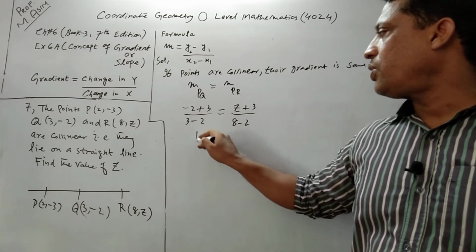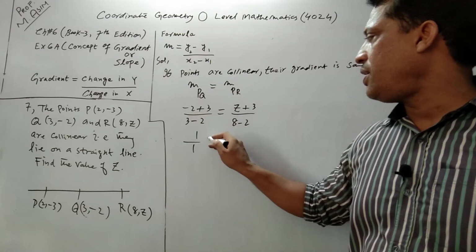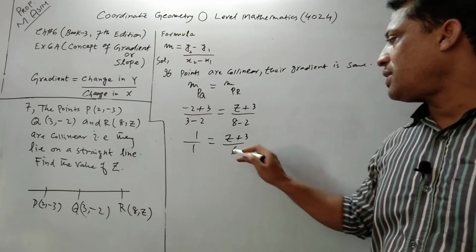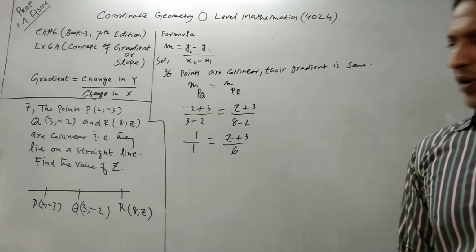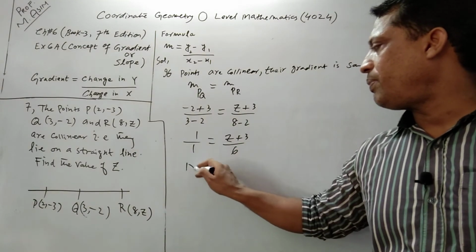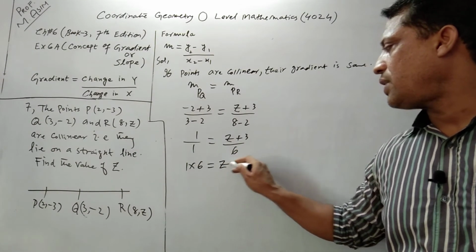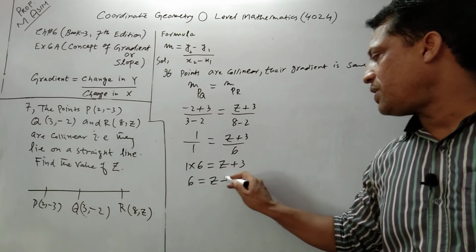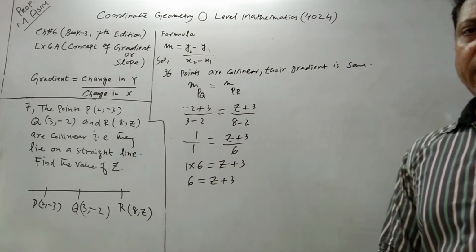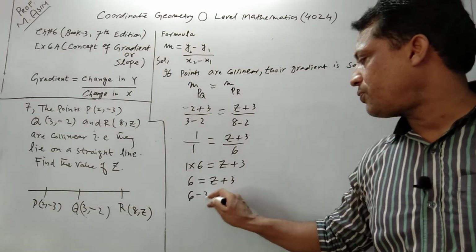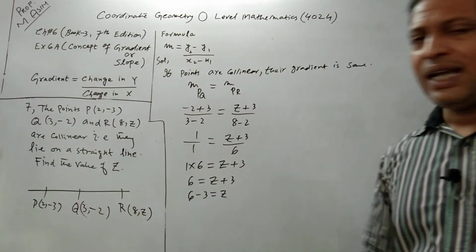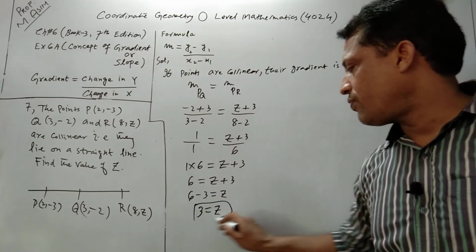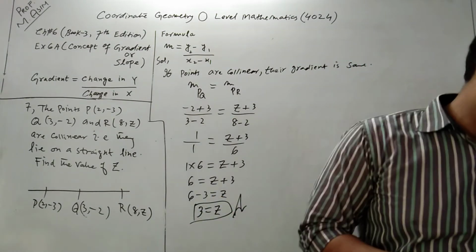So 3 minus 2 is 1, 3 minus 2 is 1, z plus 3, 8 minus 2 is 6. 1 upon 1 is 1. This 1 multiplied by 6 is equal to z plus 3. 6 ones are 6, equals z plus 3. This 3 shifts to the other side, 6 minus 3 is equal to z. 6 minus 3 is 3. So the value of z is 3. Answer.